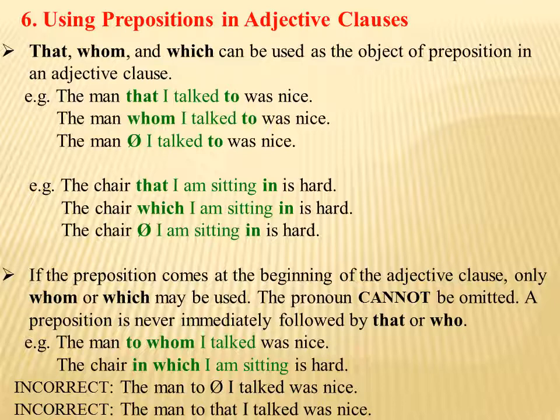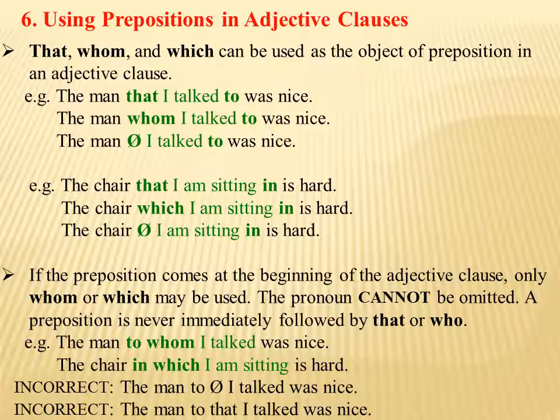Subtitle 6. Using prepositions in adjective clauses. That, whom, and which can be used as the object of a preposition in an adjective clause. Let's look at some examples. The man that I talked to was nice. We have the preposition to. The man whom I talked to was nice. Or the man I talked to was nice.